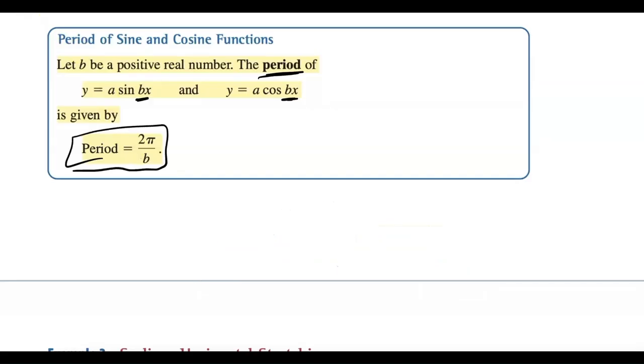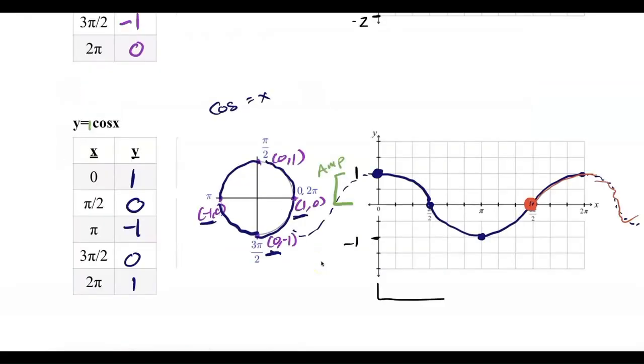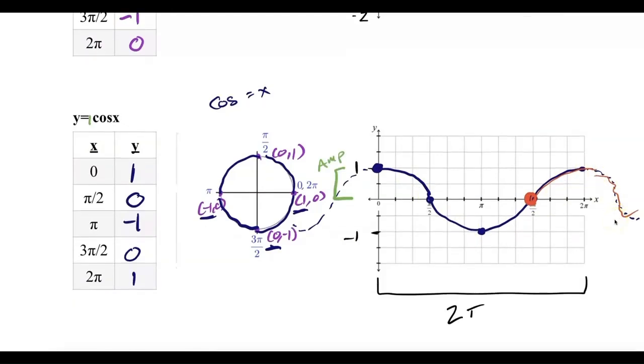Let's go back and check that with our original graph. Look on the first graph, our period's from here to here. That's how long it took to repeat itself. It went down and back up to here again. Then it starts repeating. Now it's 2 pi. If you look at our equation, we didn't have a b. B here was 1. Our period was 2 pi over 1, 2 pi over b, which is 2 pi. That's how long it took to repeat itself.